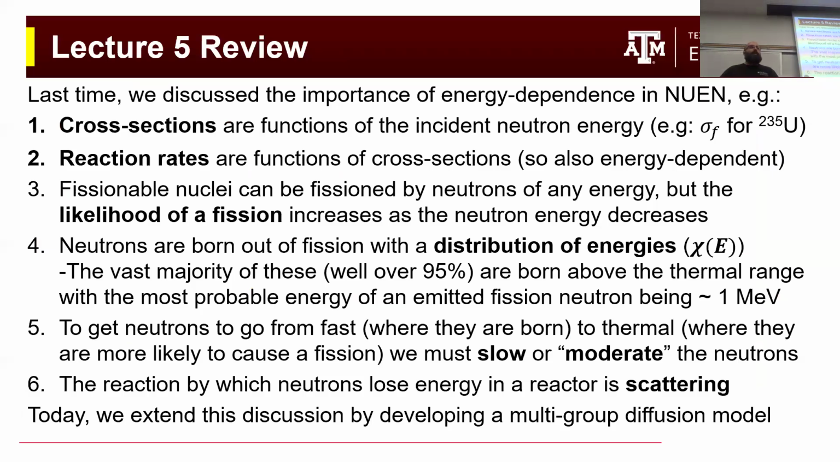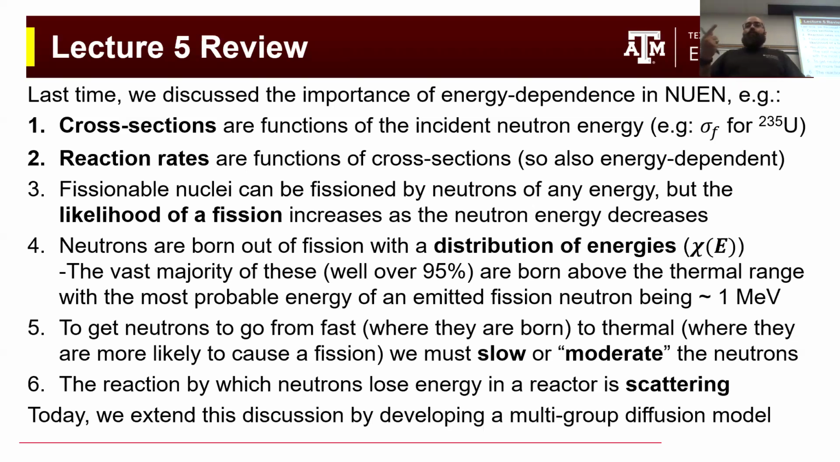Just to recap where we left off last time. Last time, and also in our couple earlier lectures, we mentioned some things that help us highlight the importance of energy dependence of our neutron population within the framework of nuclear engineering. So we saw cross-section plots, and on the vertical axis, it's that cross-section with units of barns, and on the horizontal axis, it's the energy of the neutron that is participating in the reaction. So those cross sections are a function of the incident neutron energy.